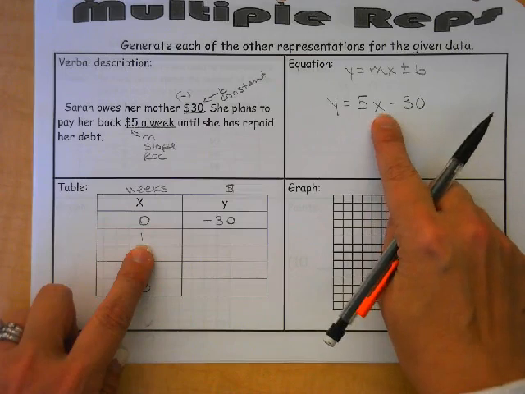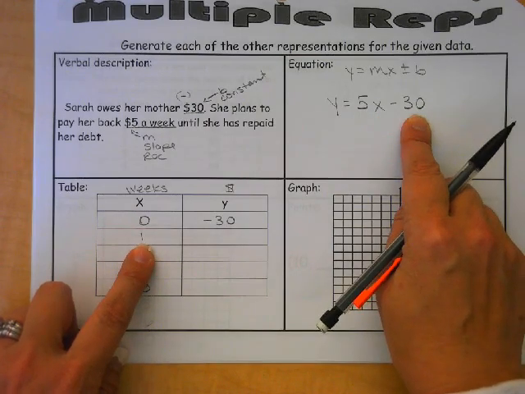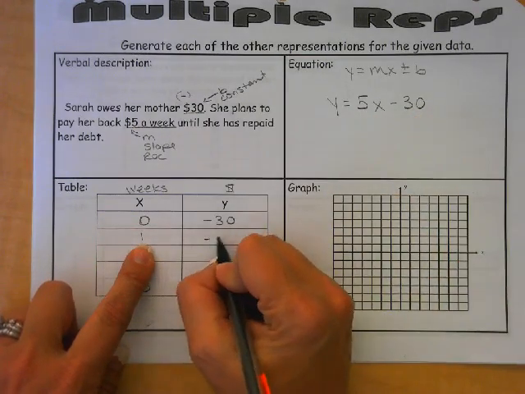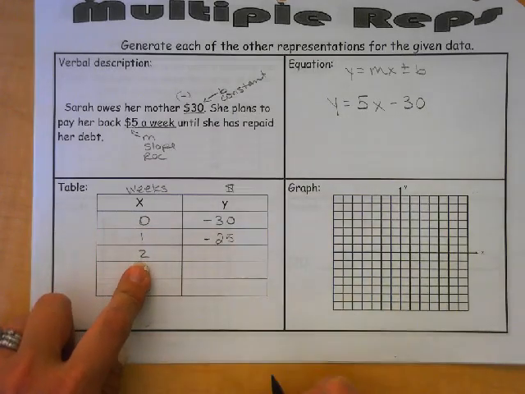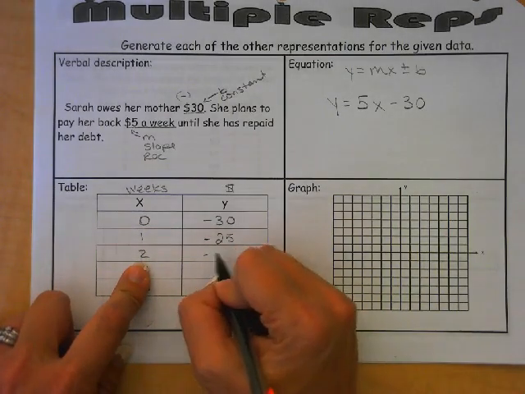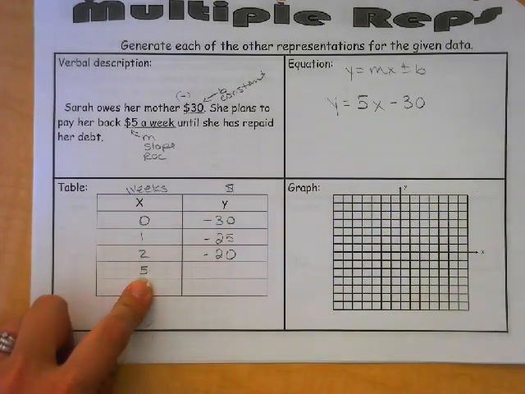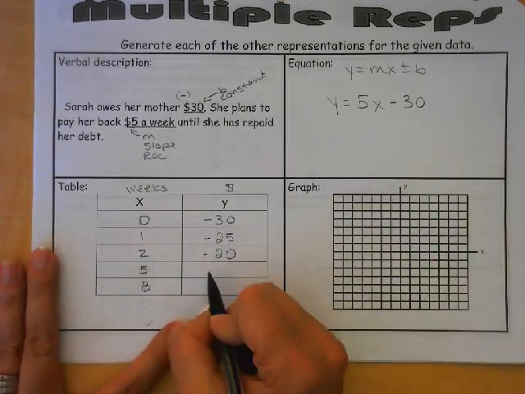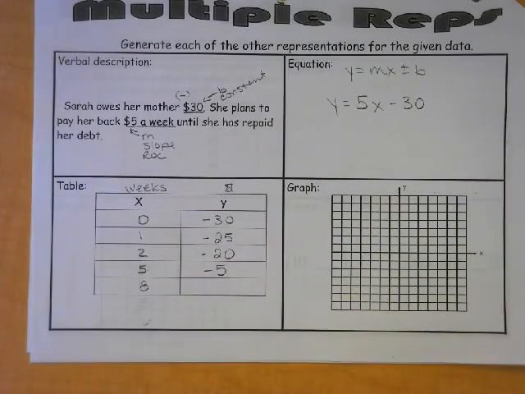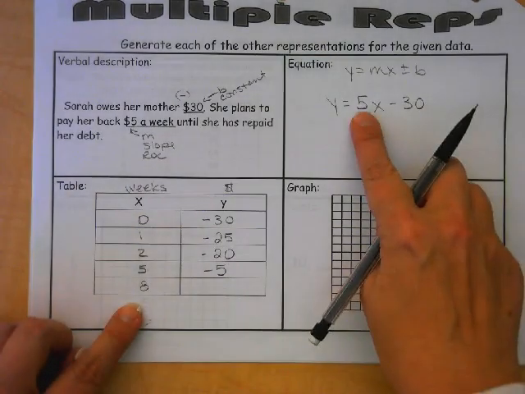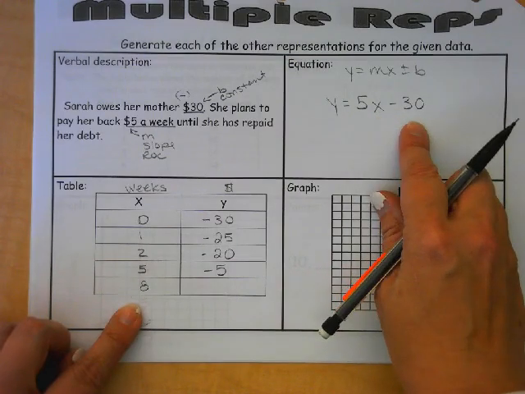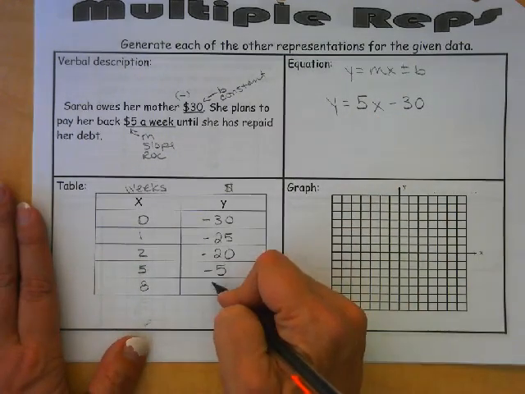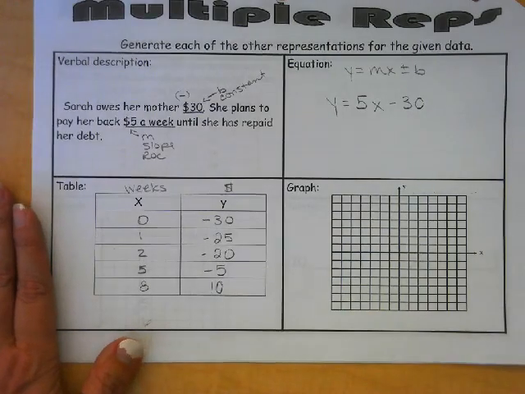If we said 5 times 1 minus 30, what do we get? 25. So now she only owes her mom $25. What about after 2 weeks? 20. Okay, be careful. How about after 5 weeks? 5 times 5 is 25 minus 30. Good job, Ethan, is a negative 5. After 8 weeks, she has 8 times 5 is 40. 40 minus 30 is 10. So now she has 10. So is she owing mom money anymore?